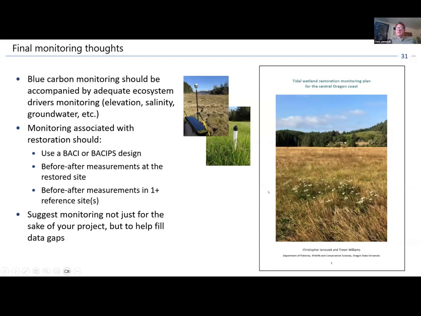This picture on the right is just a quick plug for a monitoring plan that we've put together for the Central Oregon coast. Just published that last year. It does include detailed information on blue carbon monitoring if you want to take a look at that.